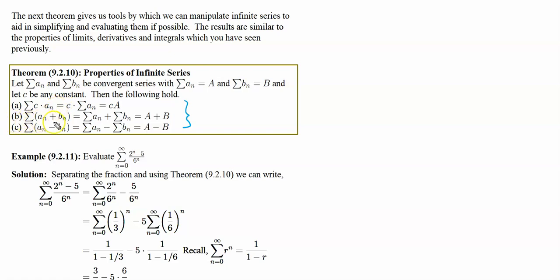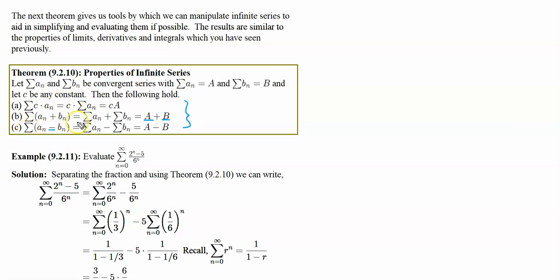So in other words, for any fixed constant, you can move it in front of the summation. We also have this result that the summation of a_n plus b_n is equal to the summation of the a_n plus the summation of the b_n. In other words, you can distribute the summation symbol into the a_n and the b_n separately, and you just get A plus B. And the same thing for minus. You can also distribute the summation.